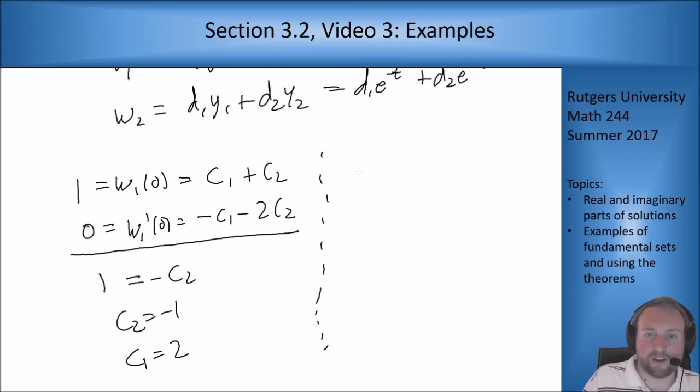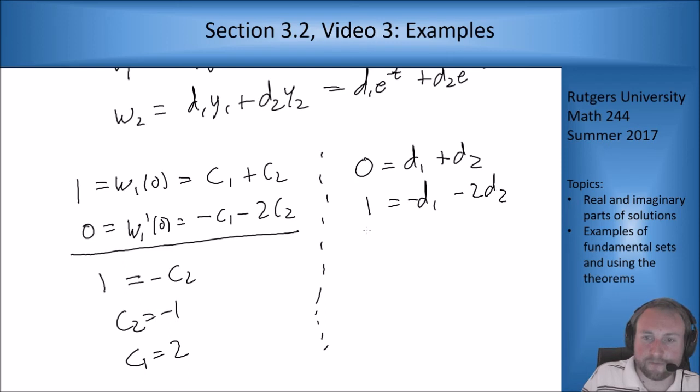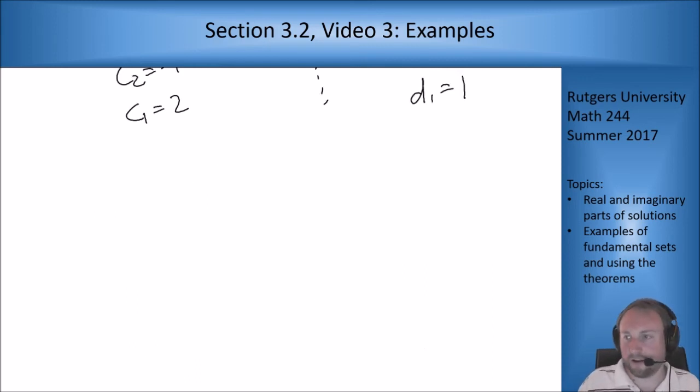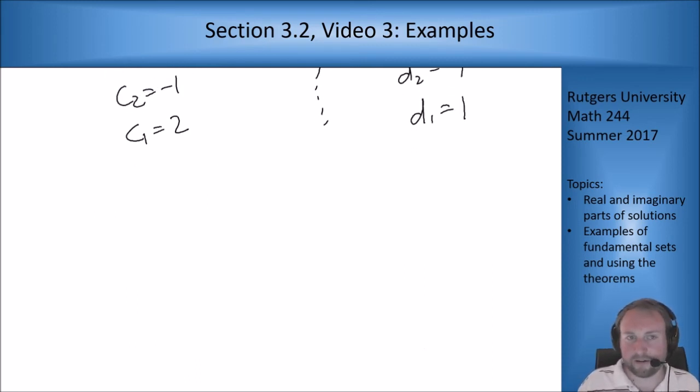And now let's solve for the D's. I get the same system of equations, just with 0 and 1 on the left instead of 1 and 0. So 0 equals D1 plus D2. 1 equals negative D1 minus 2D2. Again, I get 1 equals minus D2. D2 is minus 1, and then D1 equals 1 from the first equation again. So, putting all of this together, let me leave it right there.